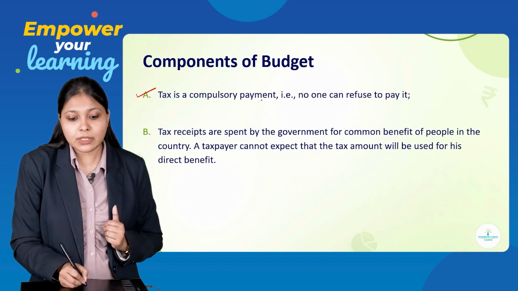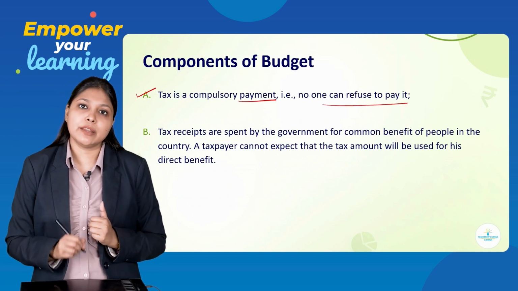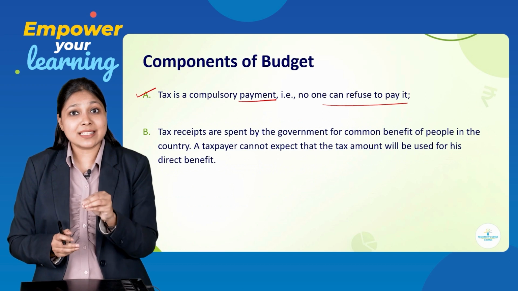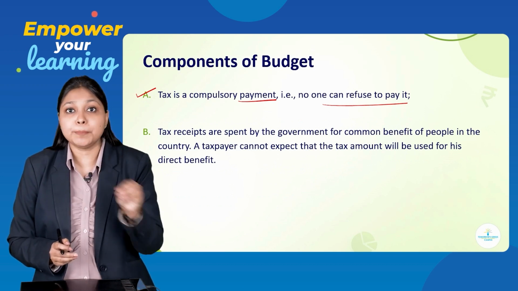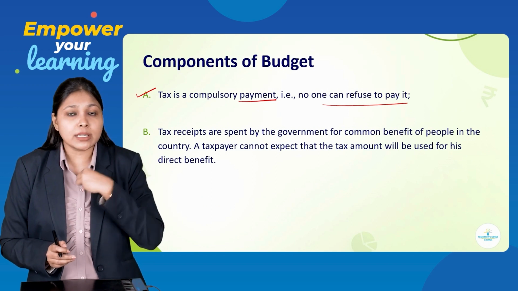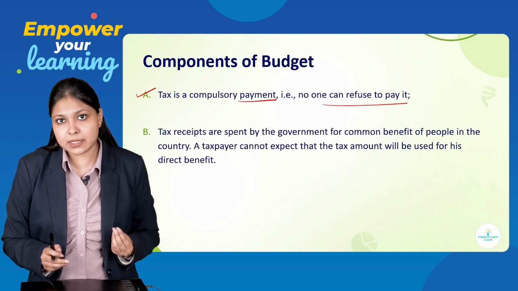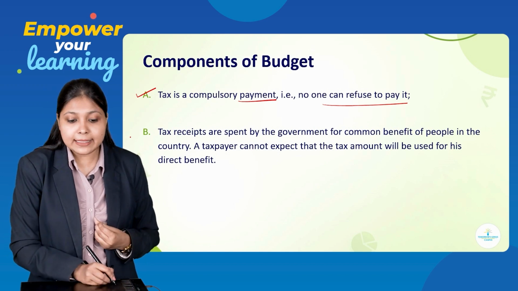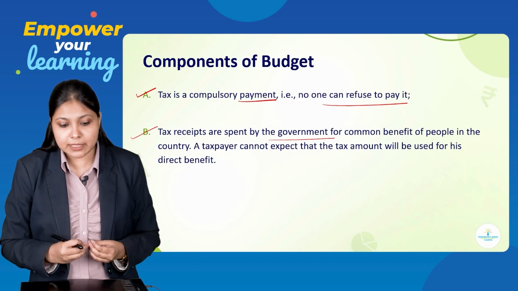First, tax is a compulsory payment, that is, no one can refuse to pay it. Tax is something which is compulsory. Nobody can say that I will not pay tax. I cannot come up and say that I will not pay tax. It's a compulsory thing. And second, tax receipts are spent by government for the common benefit of people in the country.